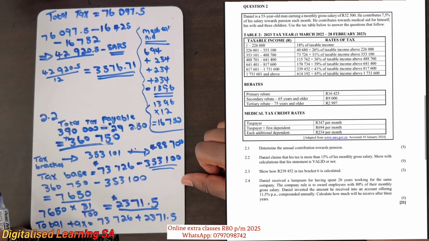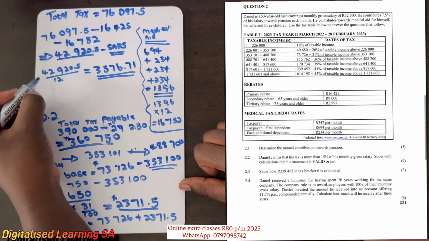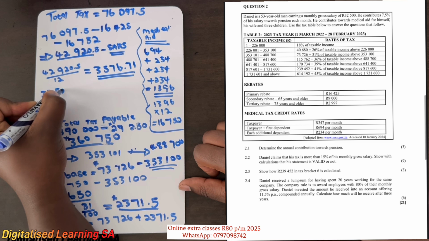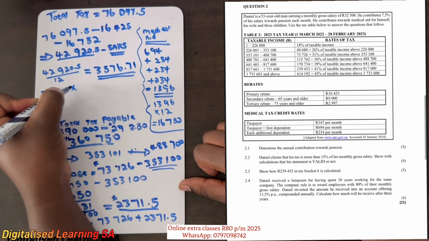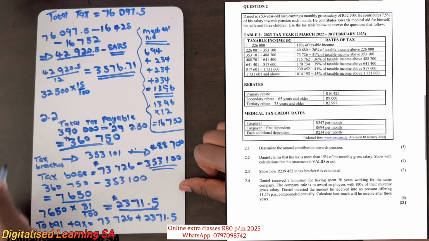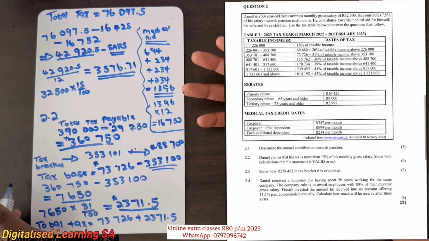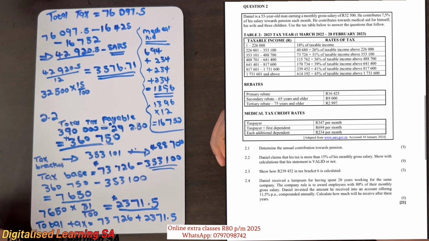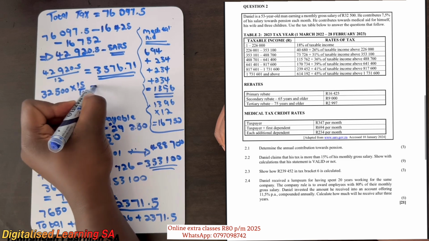So let's calculate 15% of his monthly gross salary. To do that, we know that his monthly gross salary is 32,500. So we'll multiply that by 15% divided by 100. Remember, the 15% is what he claims, like we are told. So the 15% is given. He claims that he pays more than 15% of his gross salary. So let's see how much that 15% is.